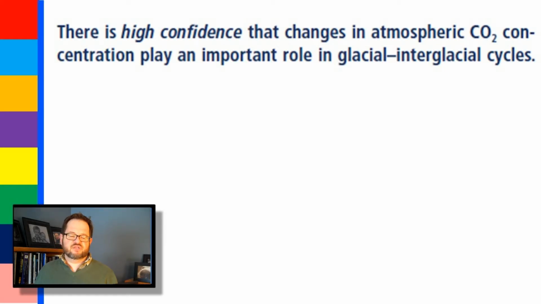There is a high confidence that changes in atmospheric carbon dioxide concentration are playing an important role in these glacial-interglacial changes. The periods of these ice ages and the periods in between them are primarily driven by Milankovitch cycles, but the IPCC says that there's also high confidence that there are feedbacks involving greenhouse gases. As the planet gets more covered with ice, carbon dioxide concentrations in the atmosphere will increase and will start warming, and that's part of how we get rid of the ice age at the end of it.